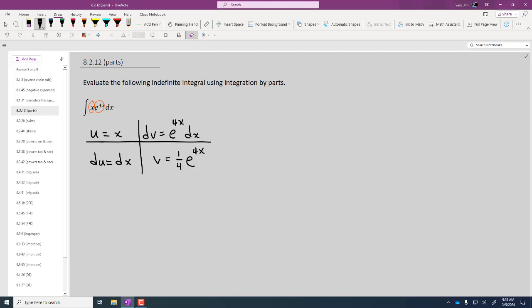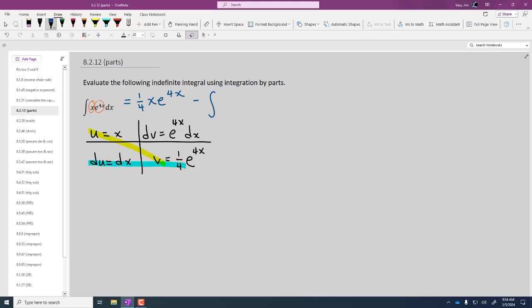And now we can apply the integration by parts formula, ultraviolet voodoo. So UV, there's our ultraviolet part. That's going to be 1/4, and then we have an x, and then we have an e to the 4x, so there's our first term. UV minus the integral of VDU. VDU is the bottom row. There is the voodoo, VDU.